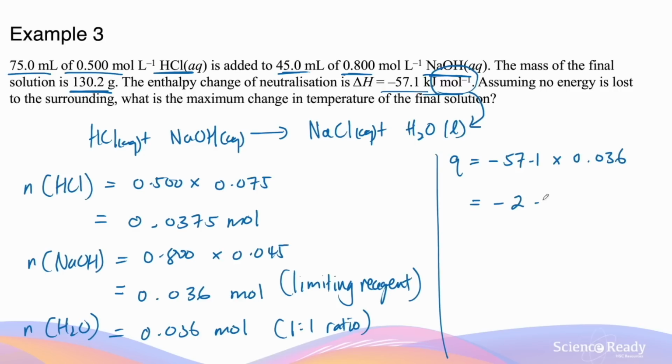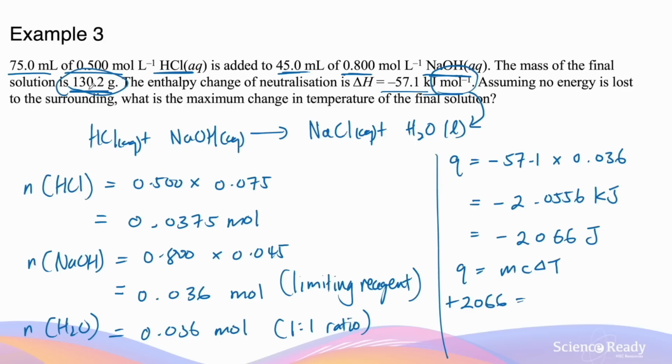This gives me minus 2.0556 kilojoules of energy released, and that's approximately minus 2066 joules of energy released. This energy released by the reaction will be absorbed by the solution in which the reaction is taking place. So the Q value in mcΔT, when there's no energy lost to the surroundings, will be positive 2066 joules. And the mass is the solution that you're measuring the temperature of, which is given as 130.2 grams. So we'll write this as 0.1302 kilograms, and then for c here we can use the specific heat capacity of water, and the change in temperature is what we are trying to determine. And the answer here is 3.78 degrees Celsius or kelvins.